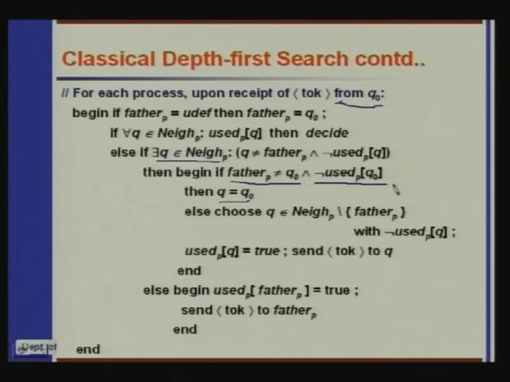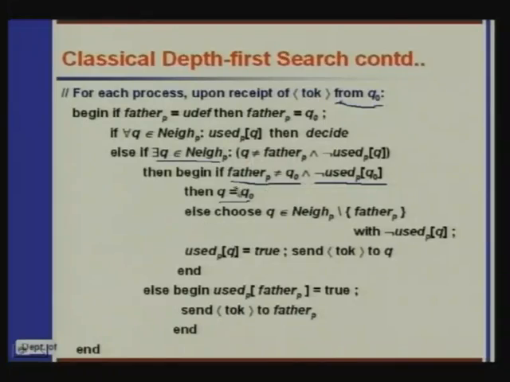All right. Q0 is not my father. I did not send the token to Q0. I got the token back from Q0, and I find that I got the token from a node which is not my father. In that case, I will select that node to be visited next. So, I will send the token to that node.